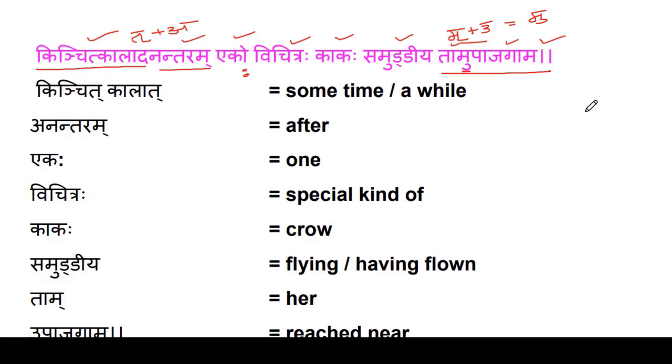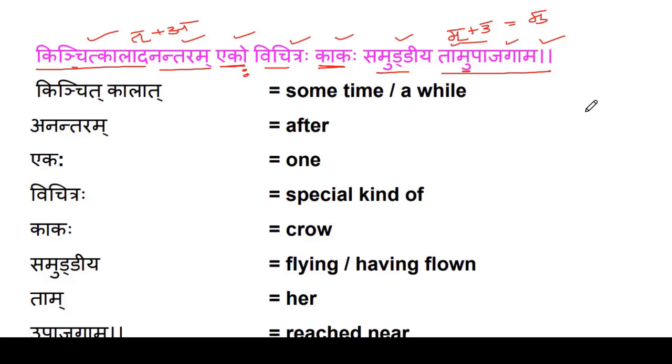Upajagama means reached near. Who reached near? Kakaha, one crow reached near. What kind of kakaha, or how many? Ekaha, one crow. What kind? Vijitraha kakaha. Vijitraha means a special kind of. A special kind of crow came near. How did it come? Samuddiya means flying or having flown. Having flown, the Vichitraha Kakaha, that crow came near.